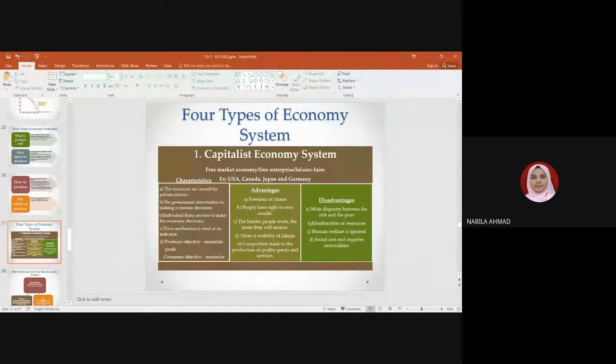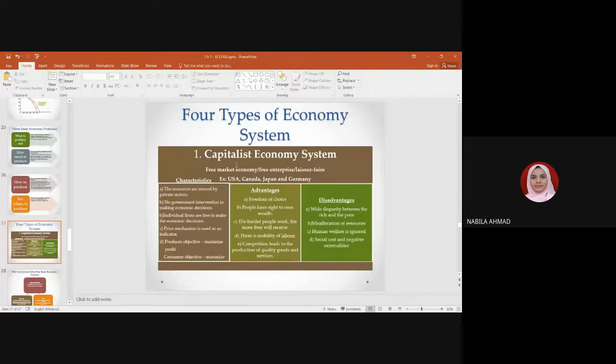Right, so now we move to the 4 types of economy system. Okay, so basically there are 4 types of economy system. Setiap negara di dalam dunia ni dia akan implement salah satu sistem ni lah, right? Untuk dia operate dia punya economy, right? Okay, so we have 4 types of economy system.